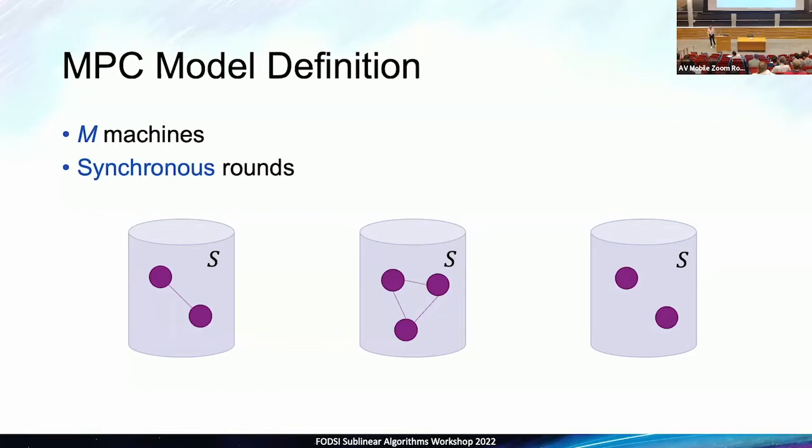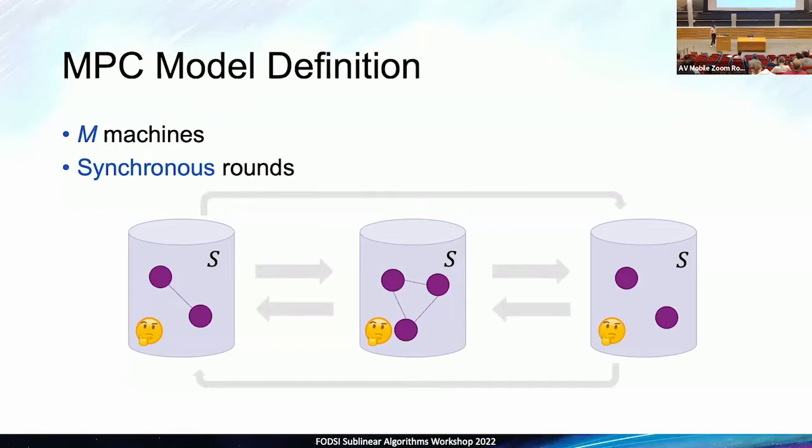So each machine has S space in words, and in each round, each machine first performs computation locally. Within the model, we can assume they have unbounded computation time, but usually most reasonable algorithms won't use more than poly S time to compute their solutions. At the end of each round, the machines exchange messages with each other to inform the computation for the next round. One thing I want to point out here is that the machines do not communicate more bits than what is allowed by the memory per machine, nor do they receive more bits than what's allowed by S.